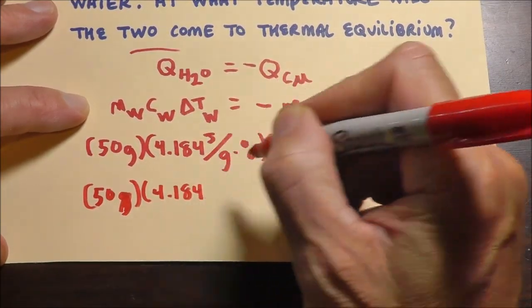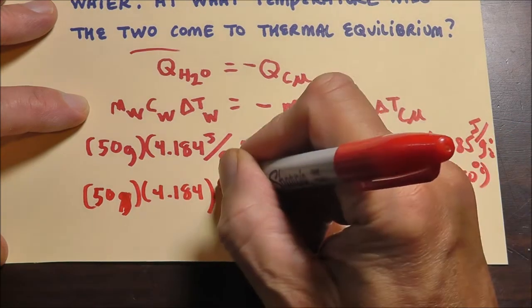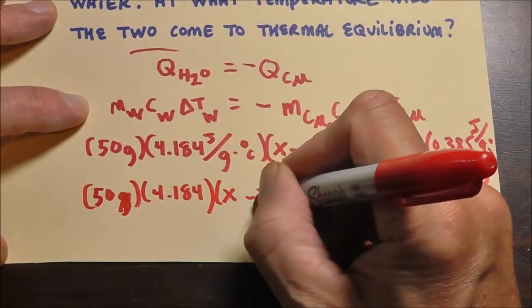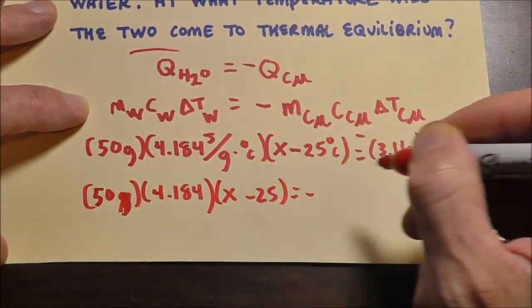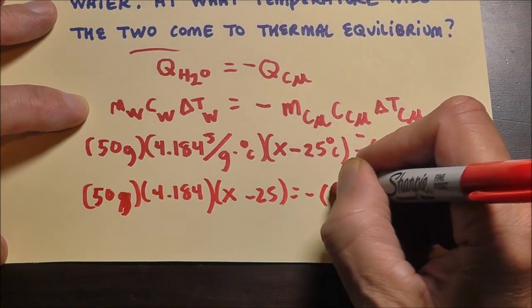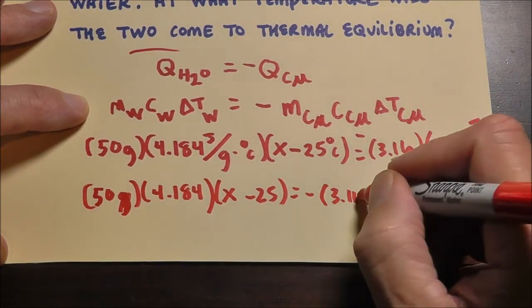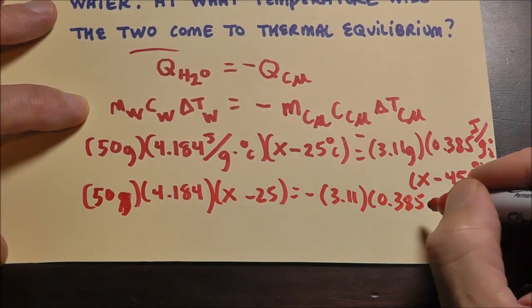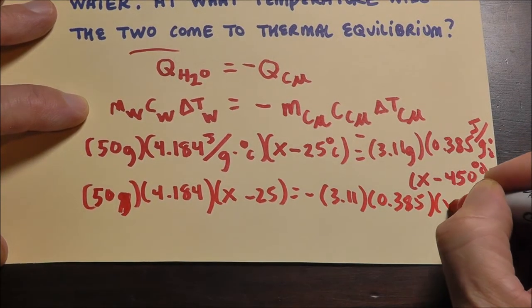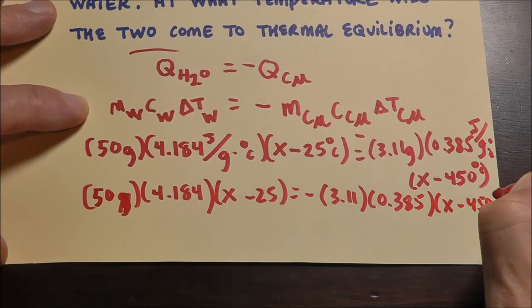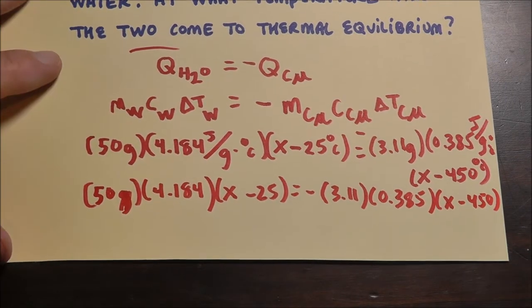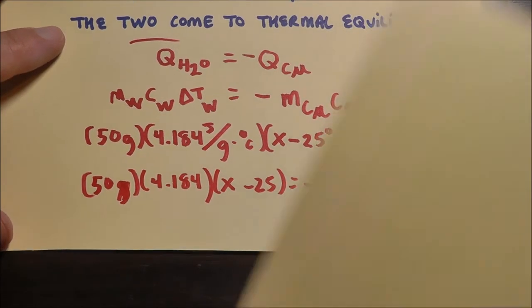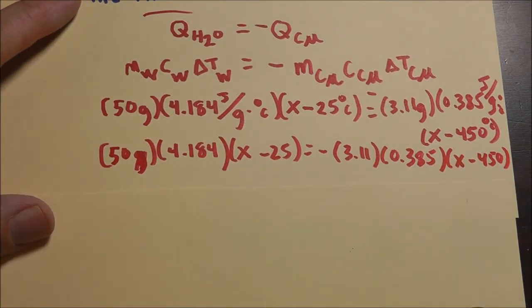4.184 times x minus 25 equals minus 3.11 times 0.385 times x minus 450. And the name of the game is we got an algebra problem and we're going to solve for x. Now let's clean that up a little bit.